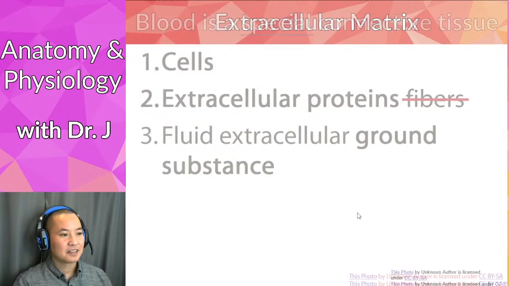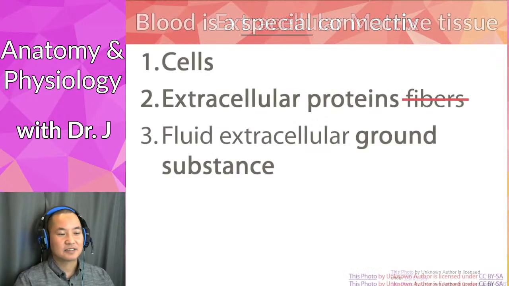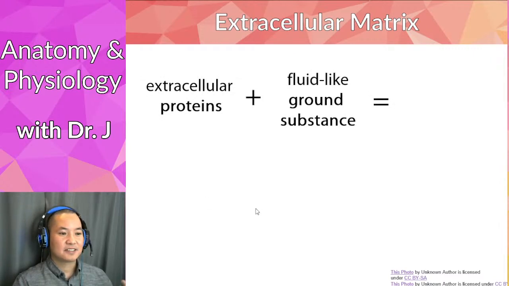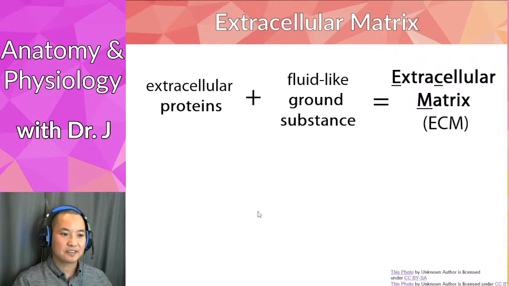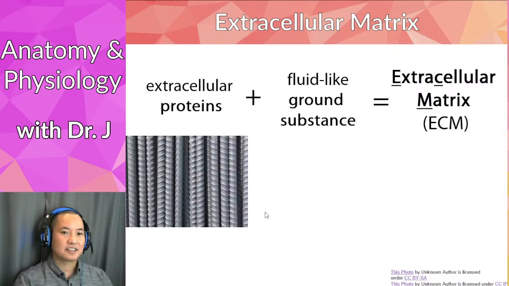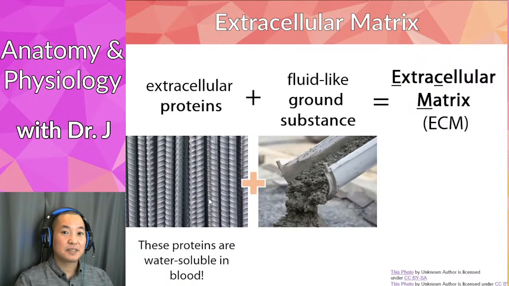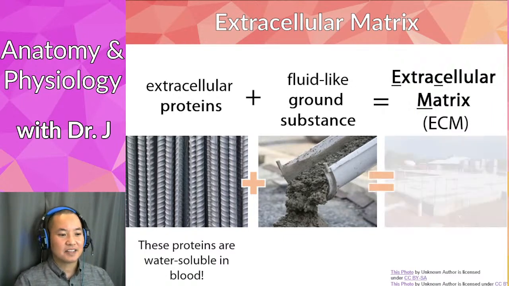Now, to review what a matrix is, an extracellular matrix is basically the part of connective tissue that isn't cells. So pretty much everything that's outside of the cells, that's why it's extracellular. Extracellular proteins plus a ground substance is a matrix, or sometimes called ECM. The analogy I like to use is rebar and then you have the cement. But in the case of blood, it's not going to be solid rebar. Think of it like a flotilla of rafts or some sort of structure floating around in the blood. It has to be water soluble in blood, otherwise your blood wouldn't be liquid. You still have ground substance as well, and that makes your matrix.